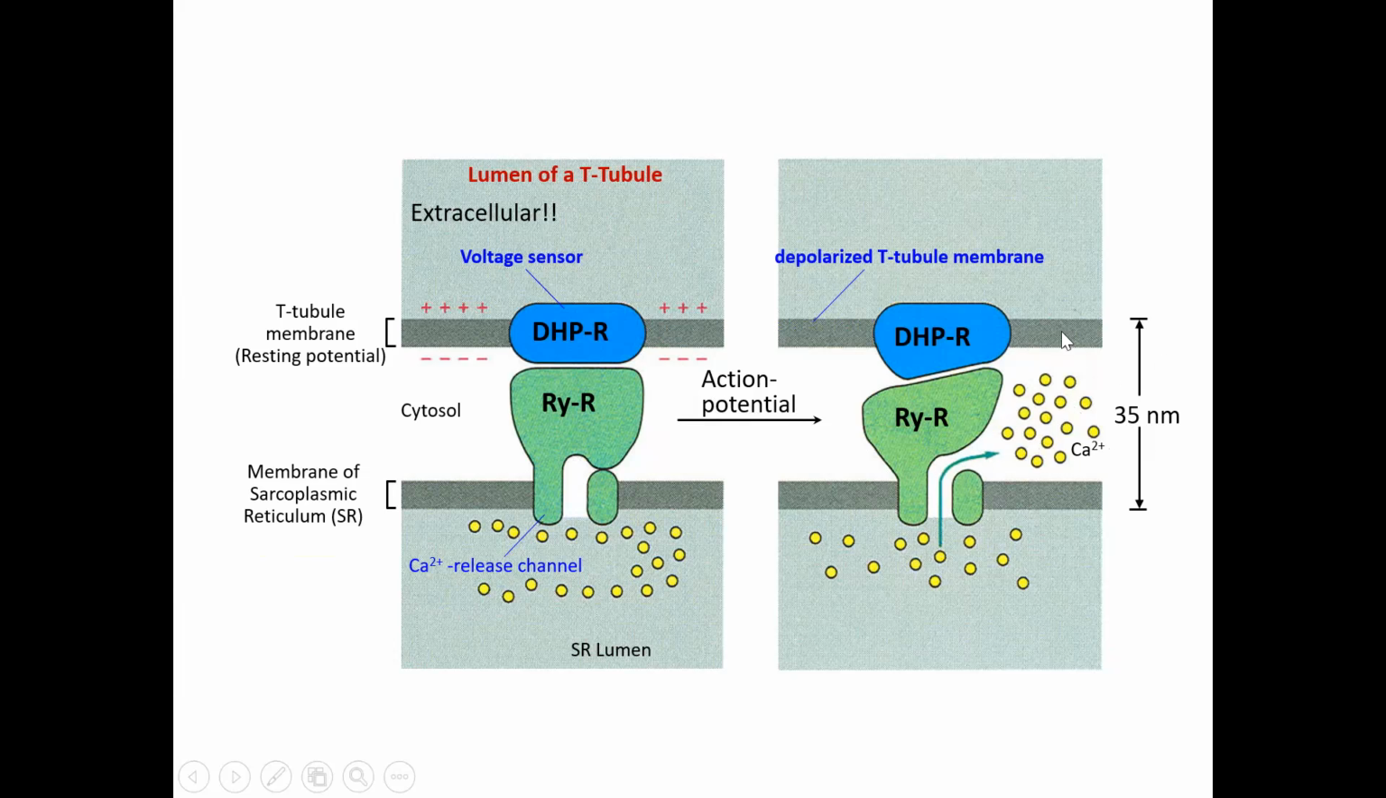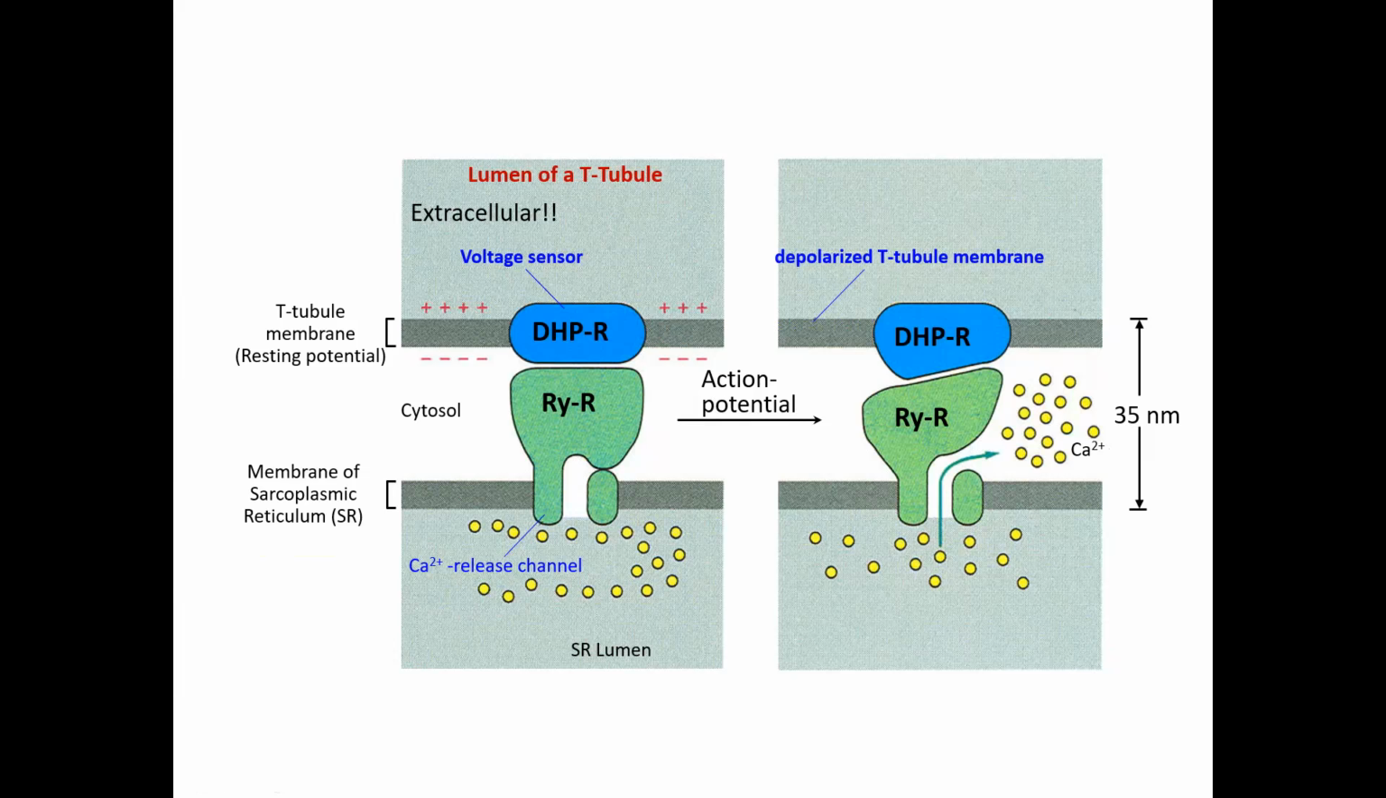And the calcium will be released because the calcium inside the sarcoplasmic reticulum is too much compared to the calcium concentration inside of the cell. And now the calcium is released and the muscle contraction can begin. Okay?